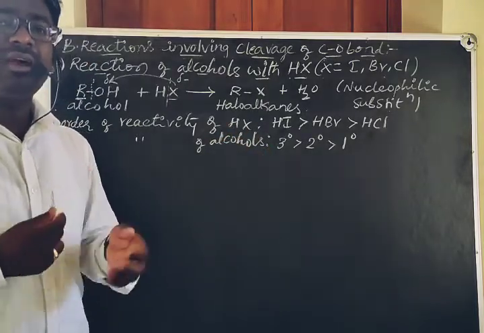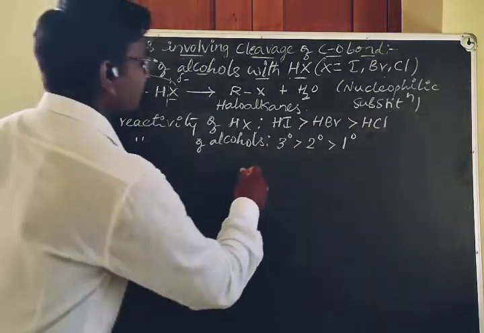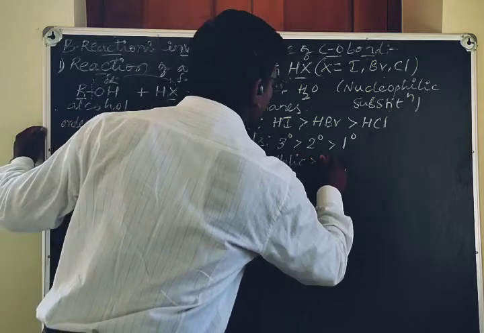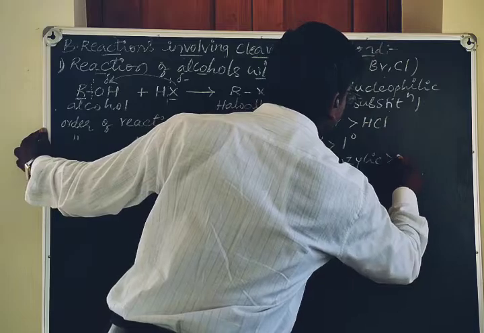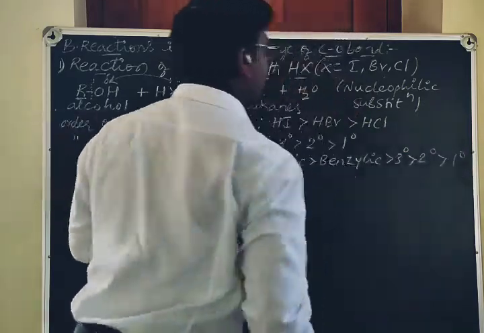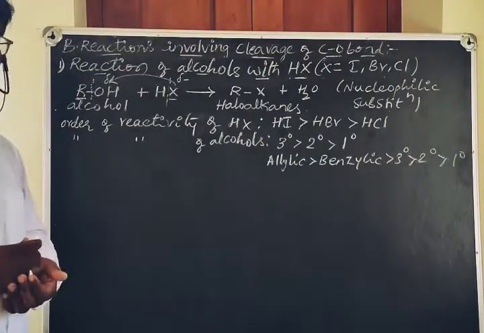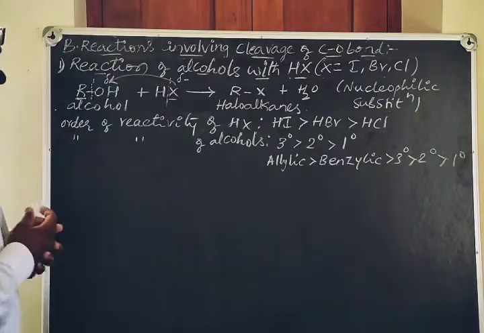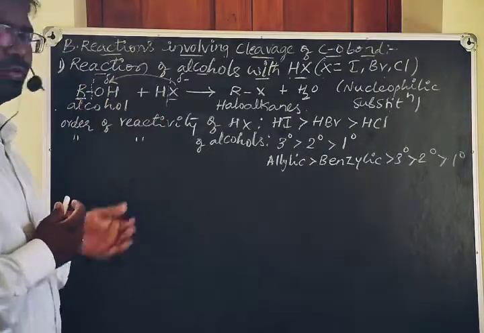When we have allylic alcohols and benzylic alcohols, what is the order? We can also consider this order. Allylic alcohols react most readily, followed by benzylic alcohols, followed by tertiary alcohols, secondary alcohols and primary alcohols. This is the order. This is about the order of reactivity of HX and alcohols. Let's see the interchange of these halogens with the OH group.